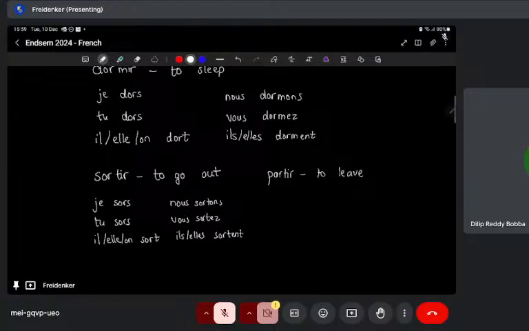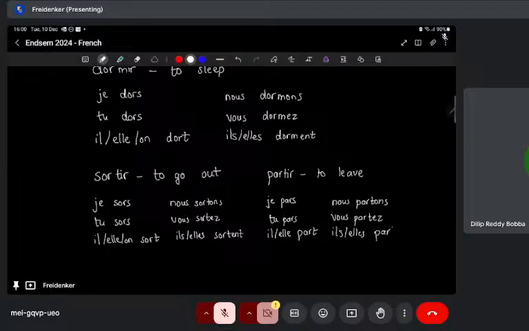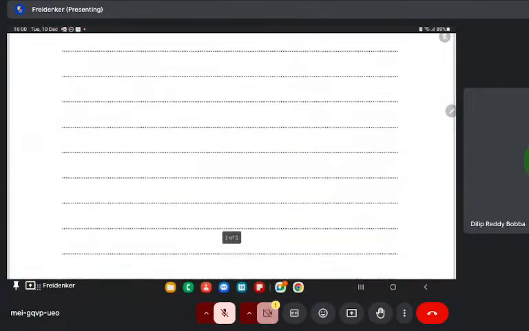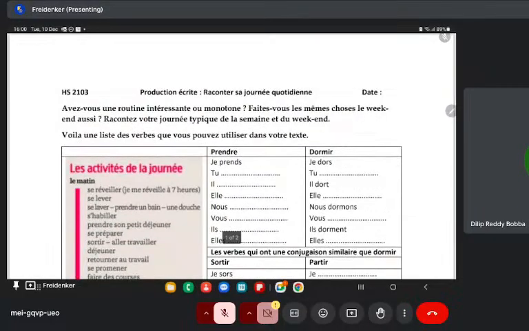Partir is basically the same thing. Je pars, tu pars, il, elle part, nous partons, vous partez, ils, elles partent. Okay, so nice. You have conjugations here. So in this worksheet, which one here? Fine. So I will send the answers, but conjugation maybe if I show you now, maybe it could sit in your head for some time. So I just wrote it now.